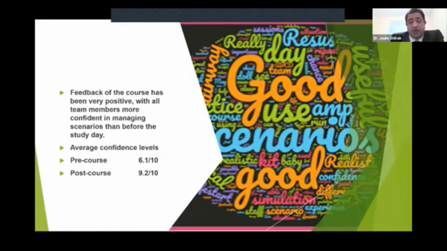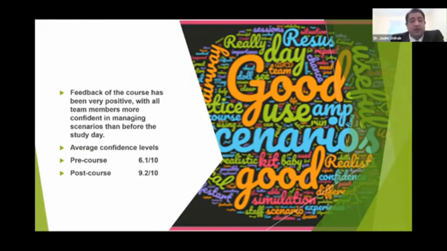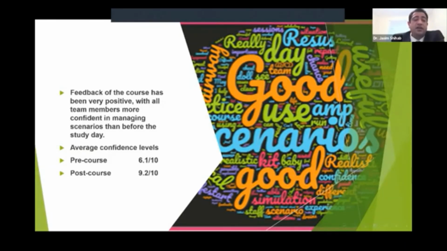We've had a lot of positive feedback from the course, from the trainees. We looked at the average confidence levels. Pre-course was around 6.1 out of 10, and post-course trainees ranked their confidence levels at 9.2 out of 10. This is a word cloud of all the feedback we got from the trainees, and you can see that good and useful are the most common words being used.